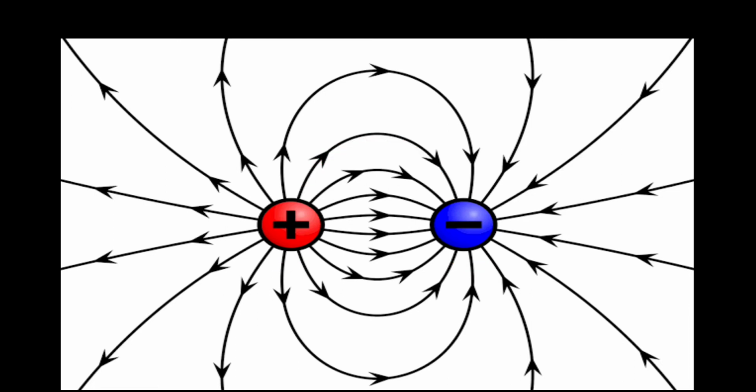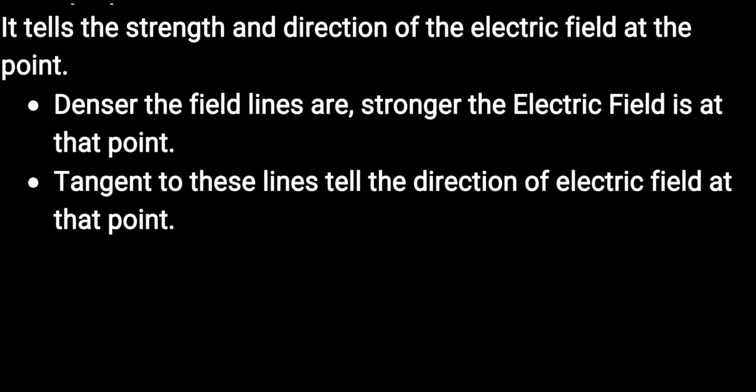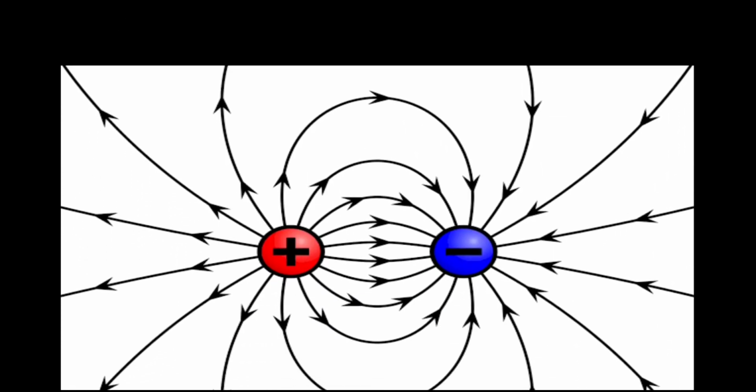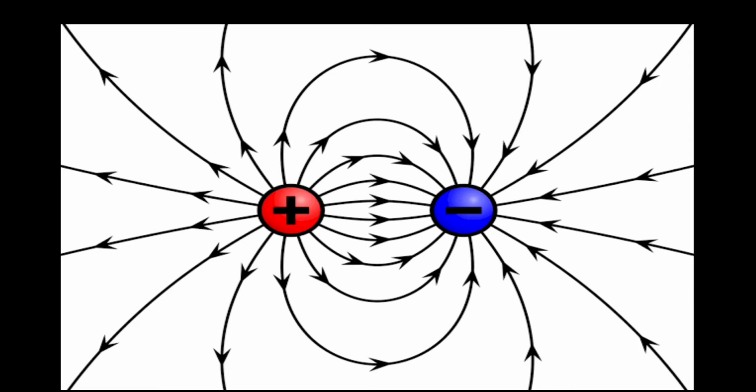So basically, one thing you can notice is that at this point lines are close to each other, and at this point lines are a little away from each other. So we can say that if this is A and this is B, at A electric field is stronger and at B or at this point electric field is weaker. So denser the field lines are, stronger the electric field at that point. Second, tangent to these lines tell the direction of electric field at that point. So this is the purpose it serves. So basically you know about the strength and direction of electric field due to these lines.